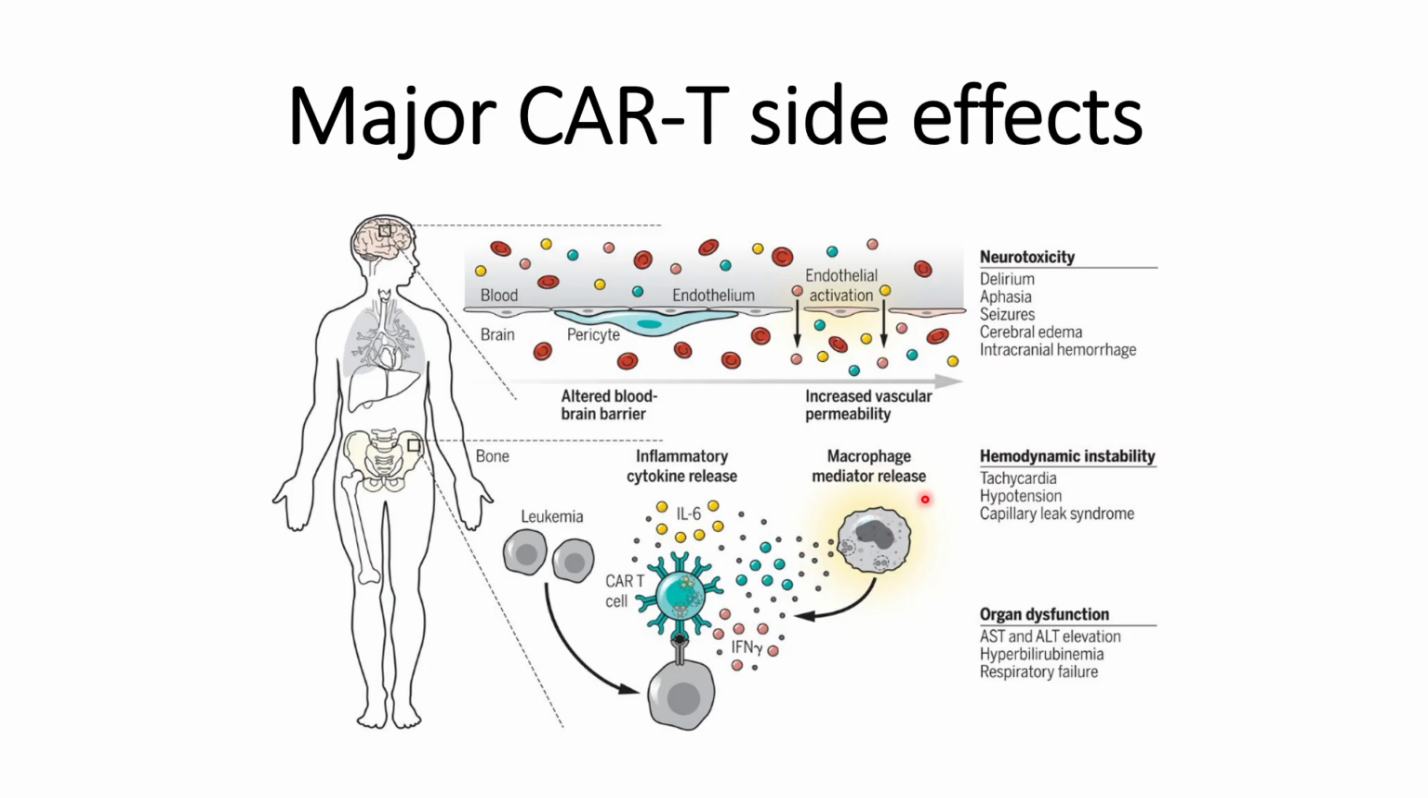Some of the conditions that people have reported because of the cytokine release syndrome are tachycardia, hypertension, capillary leak syndrome, and organ dysfunctions have also been reported, such as AST and ALT elevations, hyperbilirubinemia, and respiratory failures.